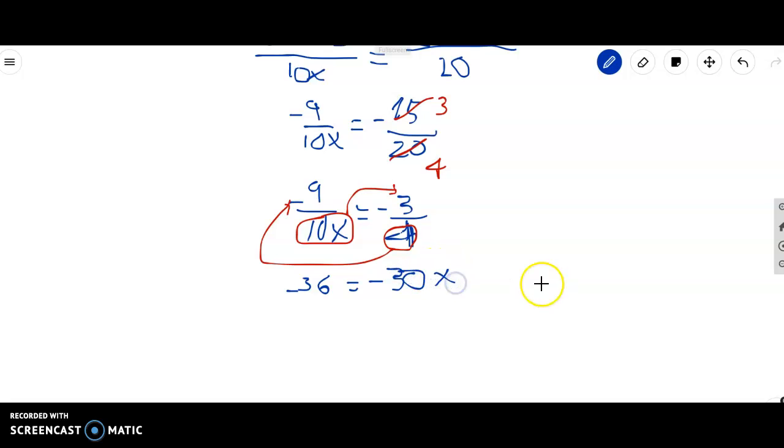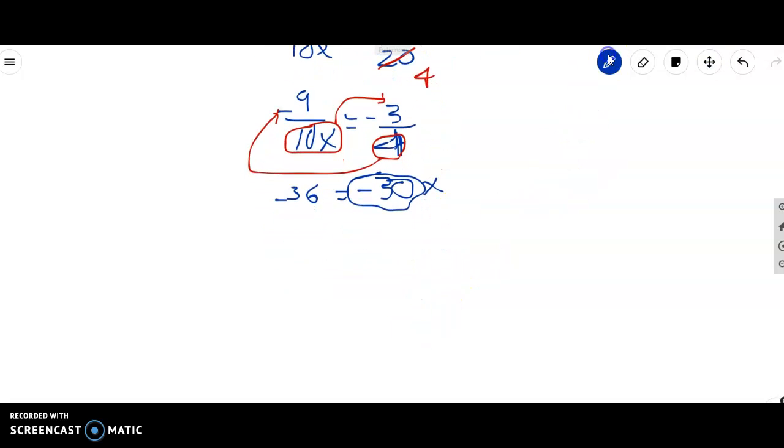And finally, we have to leave the x alone. This negative number comes to divide: minus 36 over minus 30. We have negative and negative, so minus divided by minus will be positive. So we will have the following operation. We have 36 over 30, all right? Because negative over negative will be positive. So we have x equals that.